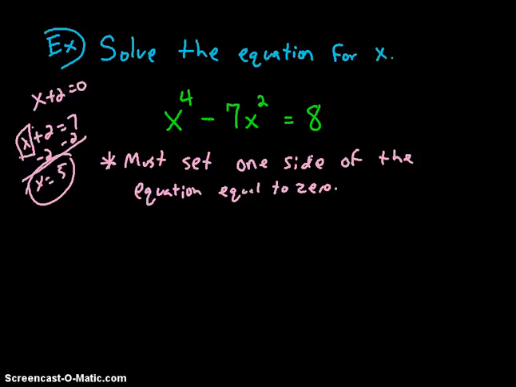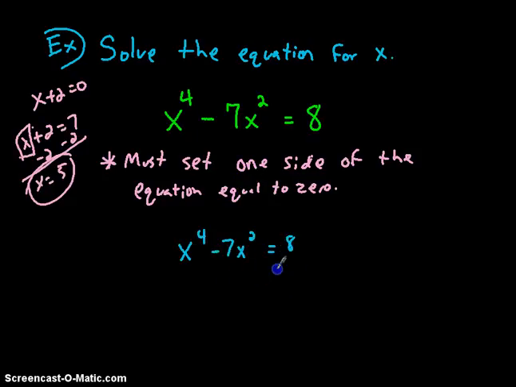But in this example, we have two variables, and both of those have their own powers. So it's impossible to just isolate the x to the fourth or just x squared and try to solve it. So in this case, the rule is you must set one side equal to 0. So let's actually do that.